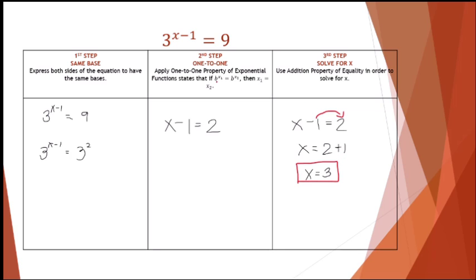So, kahit i-check nyo yan, tong x becomes 3. So, 3 minus 1 is 2. So, 2 squared, 3 times 3 is 9. Hopefully, you get it.